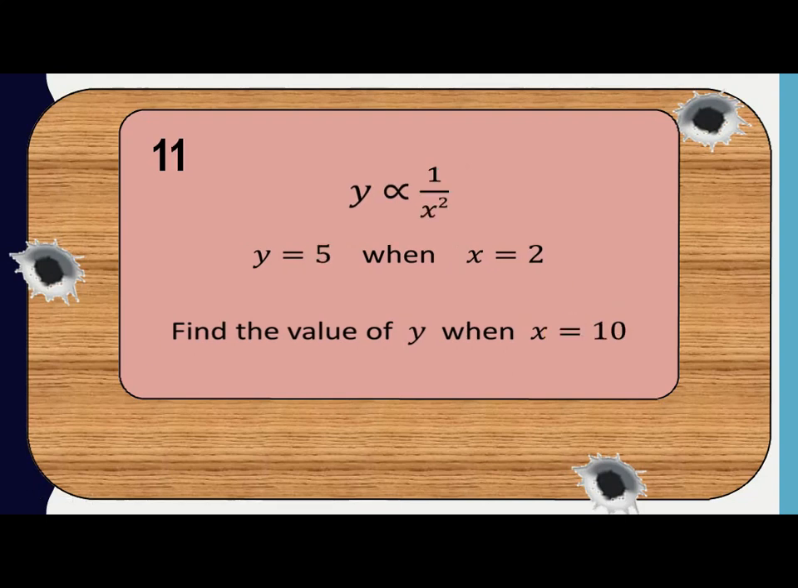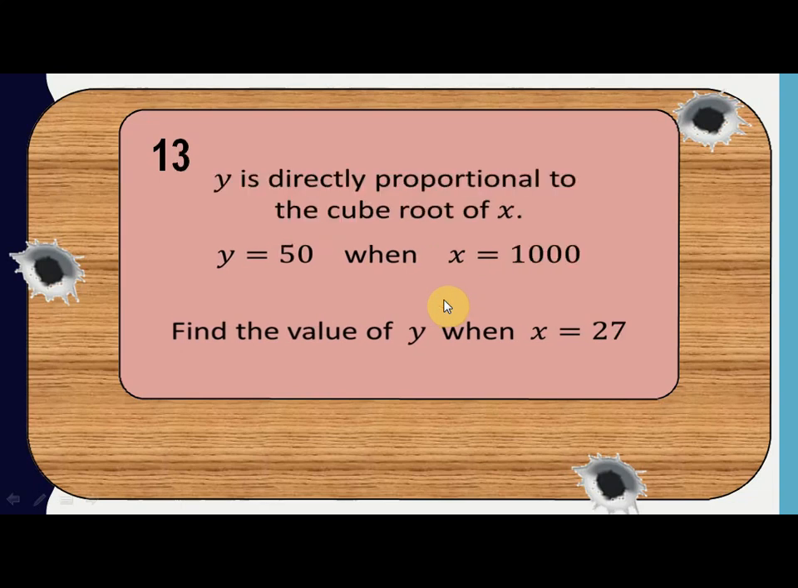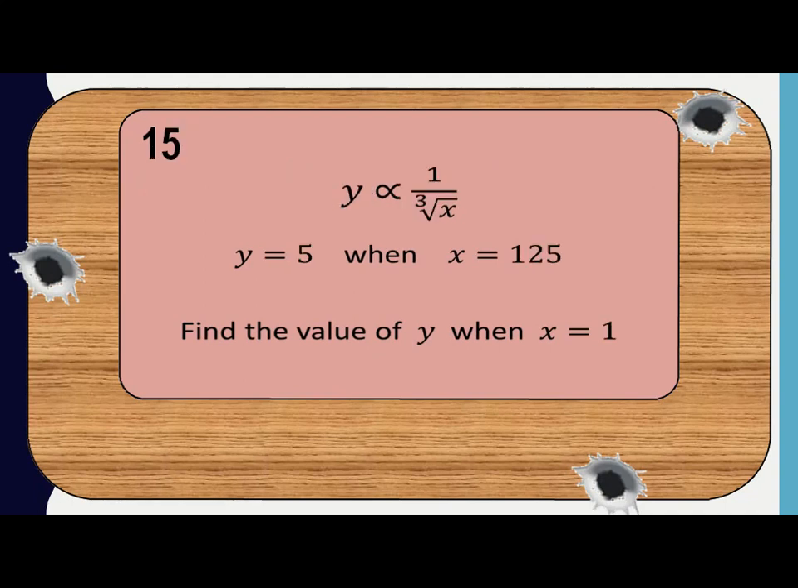Y is directly proportional to 1 over x squared. Y is directly proportional to 1 over x cubed. Y is directly proportional to the cube root of x. Cube root of x means x cube root. Question number 14 is y is inversely proportional to x cubed, or x power 3. And the 15th question is y is inversely proportional to, or directly proportional to, 1 over the cube root of x. So these are the questions of the assignment.